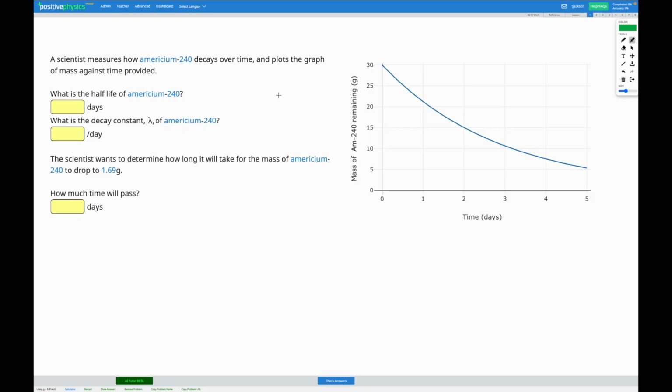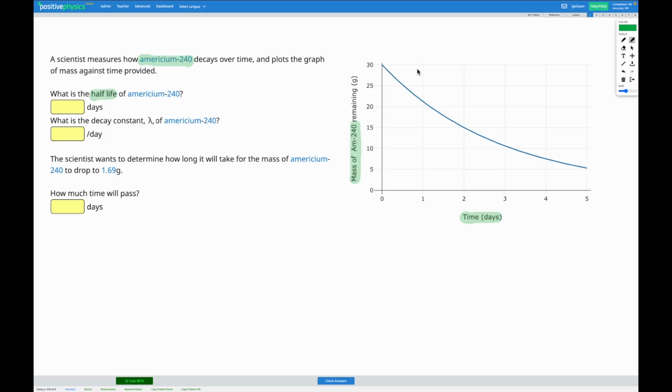In this question, we're told a scientist measures how americium-240 decays over time and plots a graph of mass against time. So we can see we've got mass of americium-240 on the y-axis and time in days on the x-axis. Our first question is to find what is the half-life of americium-240. We're going to answer this question exactly the same way as we did in the previous skill.